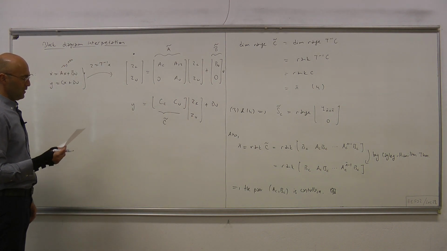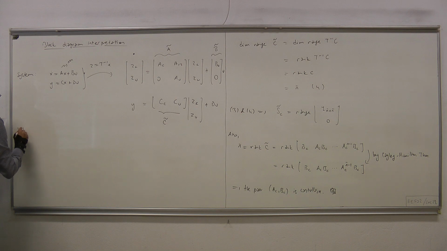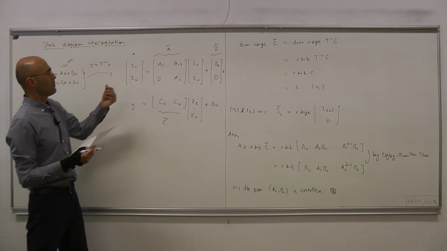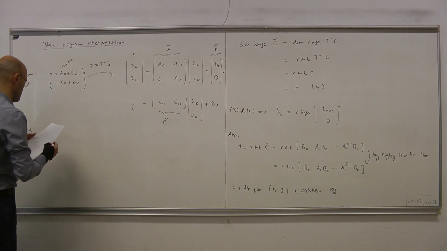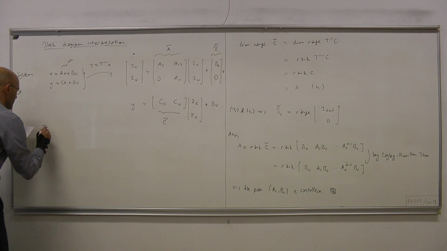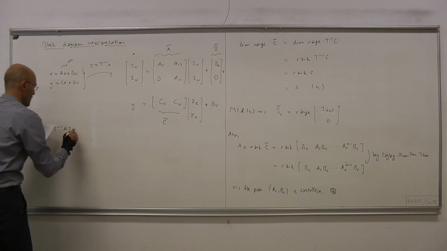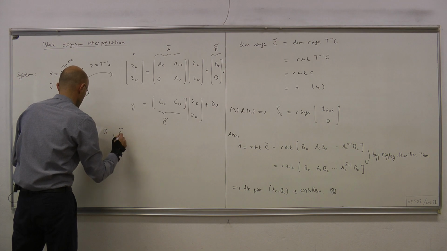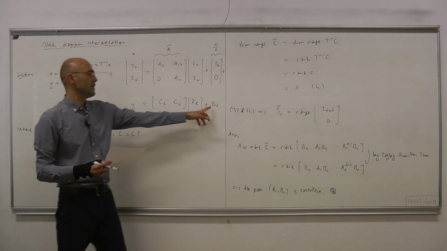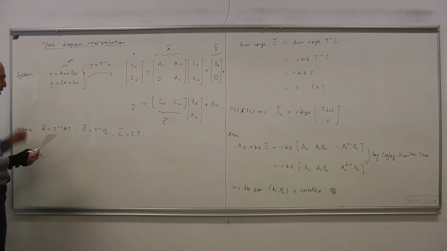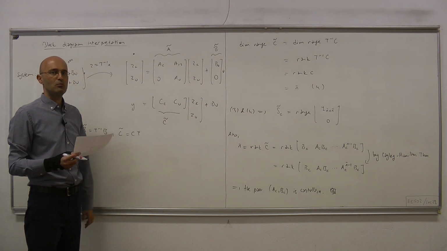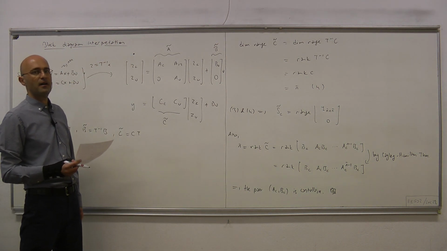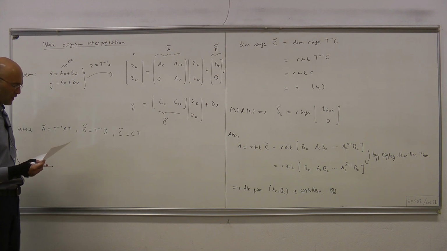After having written it in that partition form, the controllable decomposition, where A tilde is T inverse AT, B tilde is T inverse B, C tilde is C times T, and D tilde equals D, we can now start talking about the block diagram representation. From there it's easier to make certain conclusions regarding the transfer function of the system.